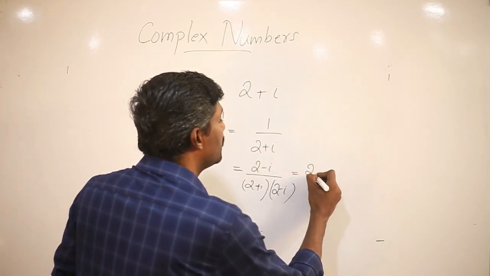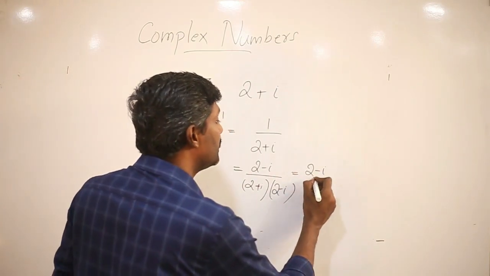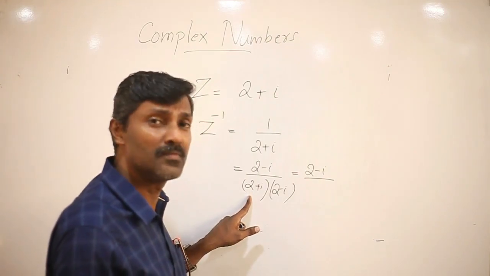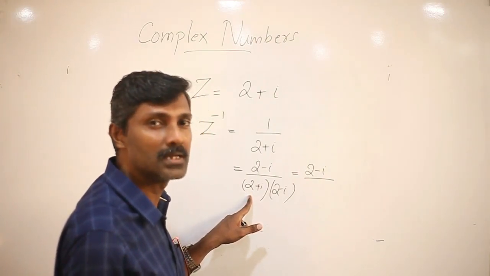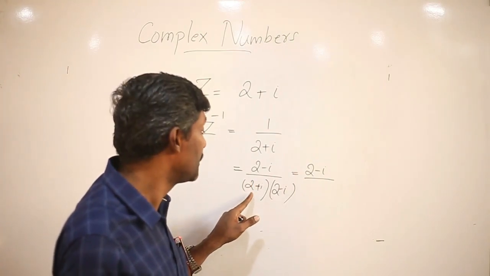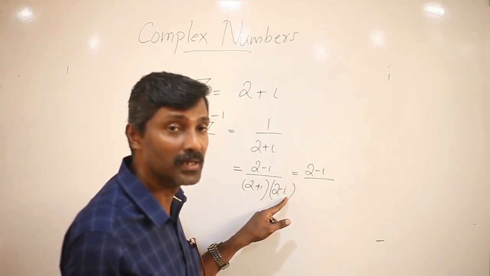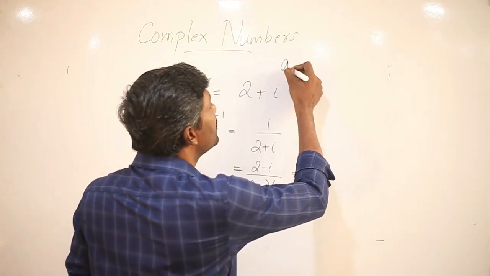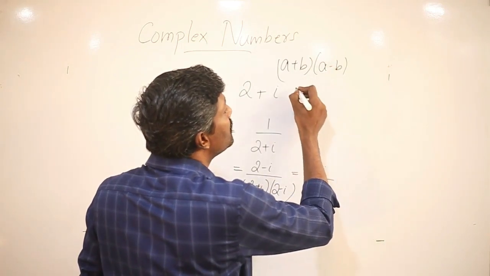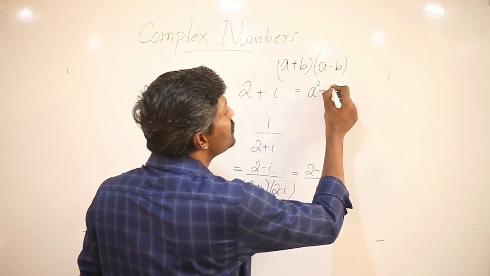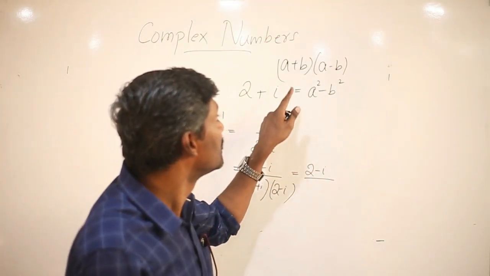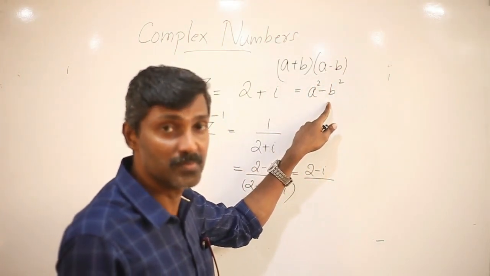So again, the numerator is 2 minus i divided by, now look at this, the denominator. This is something which you have seen before, right? Some identity which we have learned earlier. This is of the form (a plus b) into (a minus b). Now what is (a plus b) into (a minus b)? We know it is a square minus b square. Remember? So (a plus b) into (a minus b) is a square minus b square.